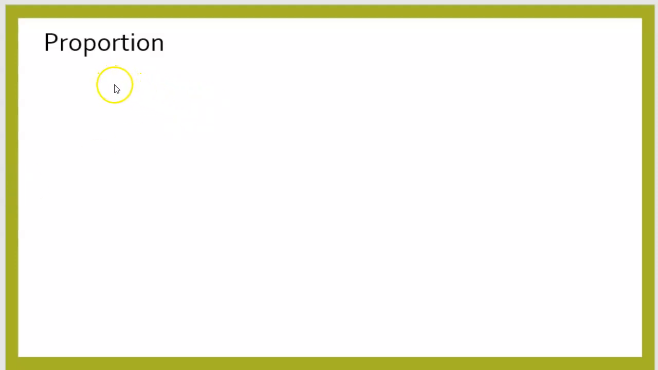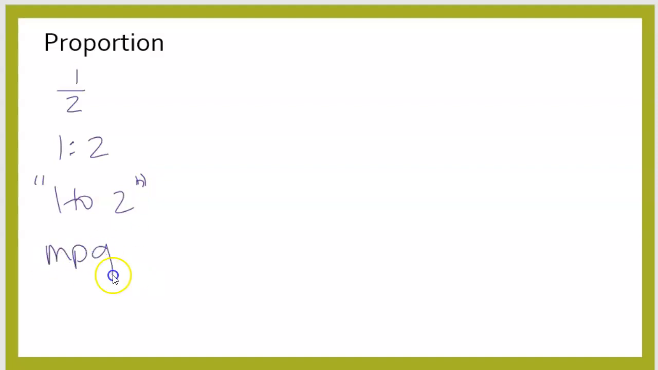So a proportion is the comparison of 2 ratios. So here's an example of a ratio, 1/2. Or some people write it 1:2. Or you can see a ratio as 1 to 2. Or miles per gallon, right? Like 9 miles per gallon is another way you can see a ratio. It's just a fraction, really.